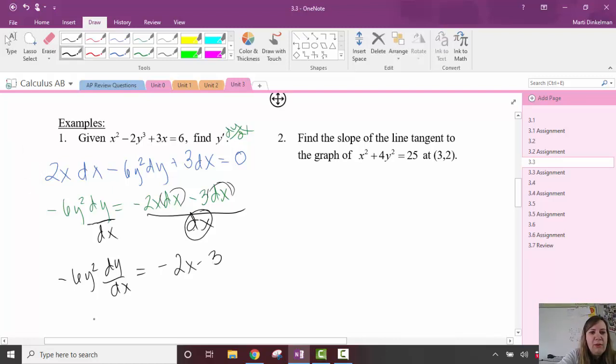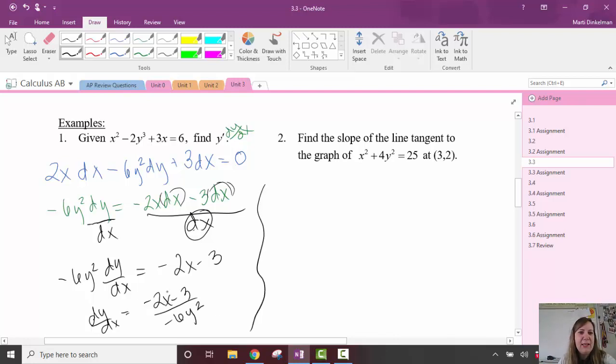Now, if I want to get dy dx by itself, I'm just going to have to divide. So negative 2x minus 3 over negative 6y squared. We could simplify that a little bit by taking away all the negatives, but it's perfectly fine the way it is.